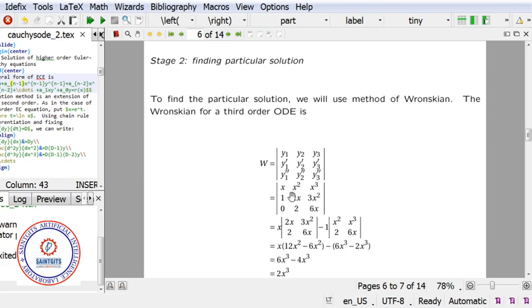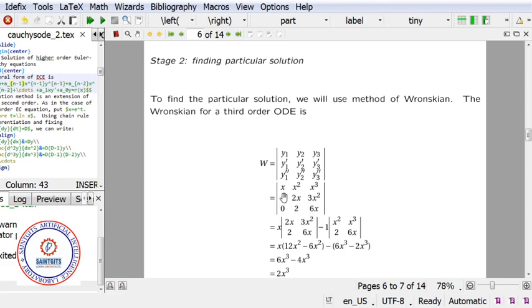Second row is the derivative of the preceding row. So that is the first row. Derivative of x is equal to 1, derivative of x square equal to 2x, derivative of x cube equal to 3x square. Now the third row is the derivative of the second row. So derivative of 1 is 0, derivative of 2x is equal to 2 into 1, that is 2. Derivative of 3x square is equal to 3 into 2x, that is 6x.